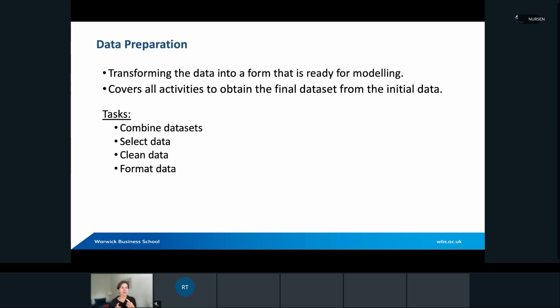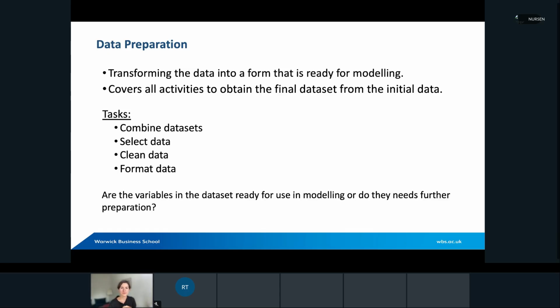Remember that poor data preparation leads to unreliable models. However advanced your model is, if your data set is wrong, your results will be wrong. The question we generally ask at this stage before moving to modeling is whether our data is ready for modeling or whether we need further preparation.